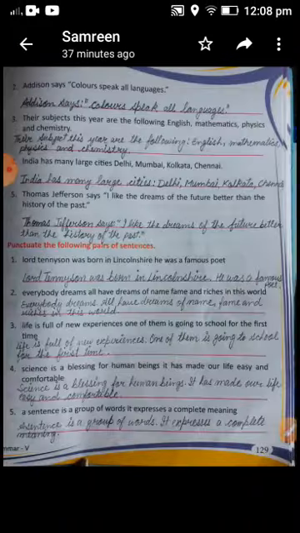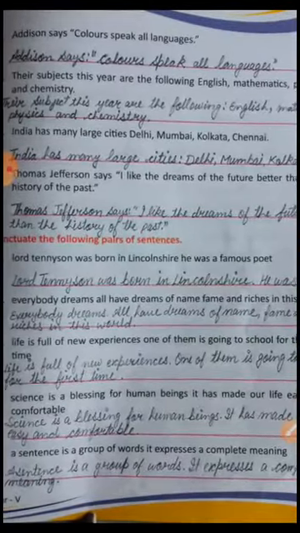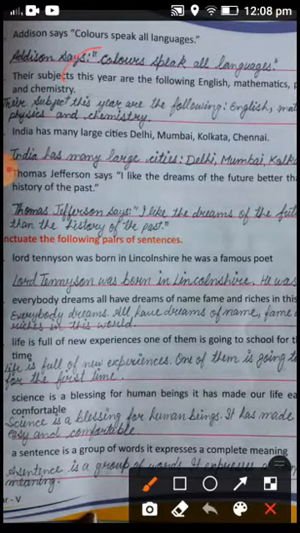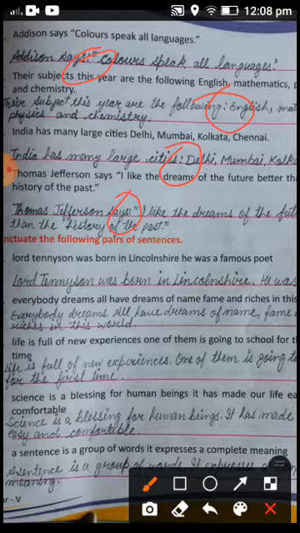Okay, so the next one is, Edison says, after Edison says you have to put a colon here, then the inverted commas: colors speak all languages, comma, closed, full stop. Then the next one is, their subjects this year are the following. Here you have to put a colon. Next one, India has many large cities, colon. Next was, Thomas Jefferson says, colon. Okay, the rest of the sentence you have to write as it is.